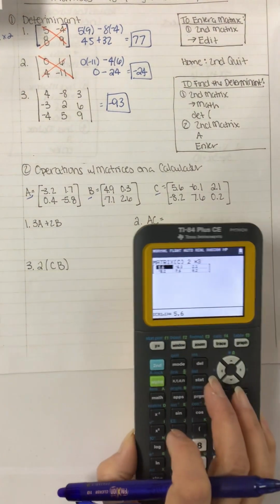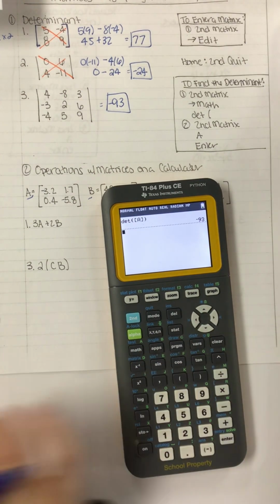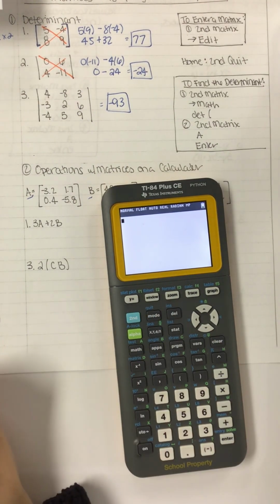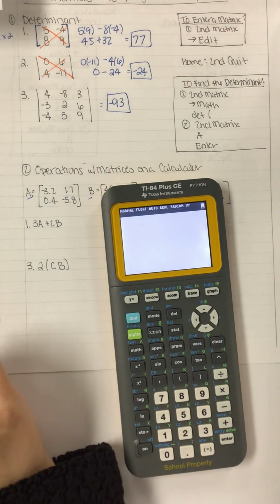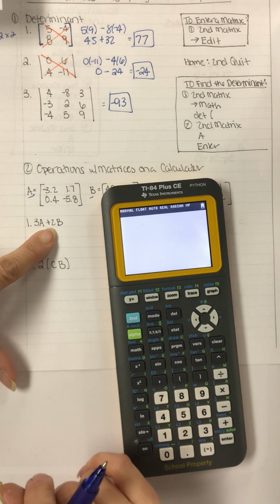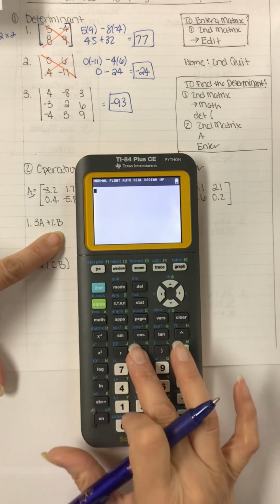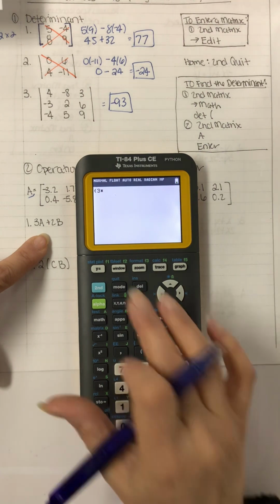So we have all of these stored, yes? Now I want to do some operations with them, correct? So I need to get back to a blank screen, and I do second quit to get back to that blank screen, right? And you can always hit clear to get back to nothing on there, yeah? Now, I want to do 3 times matrix A plus 2 times matrix B, yes? So in parentheses, I'm going to do 3 times. How do I select matrix A?